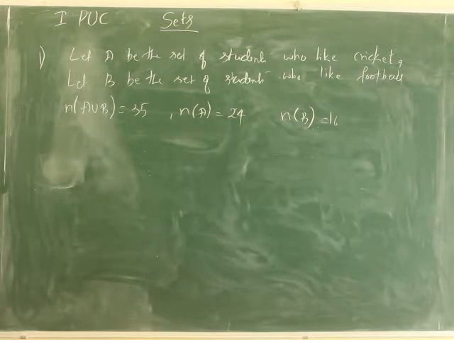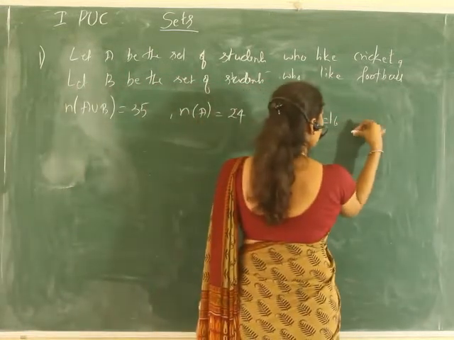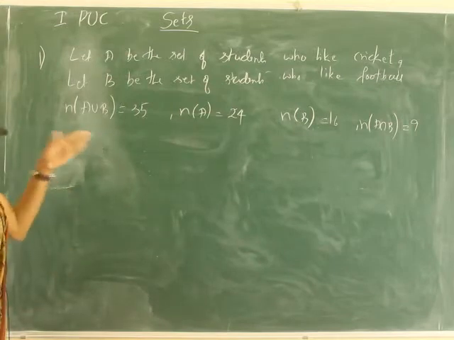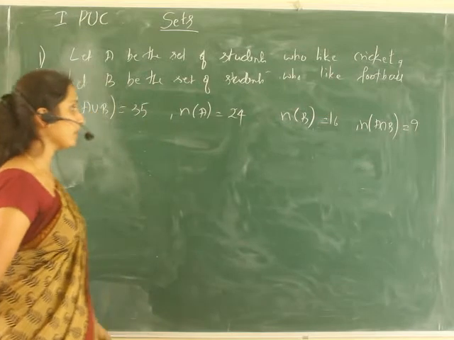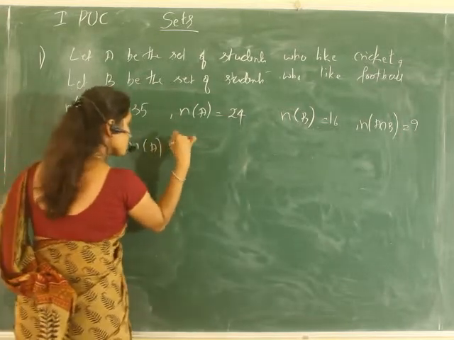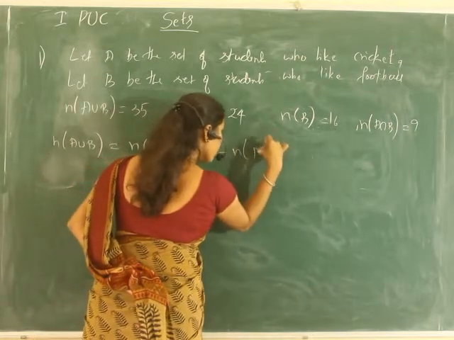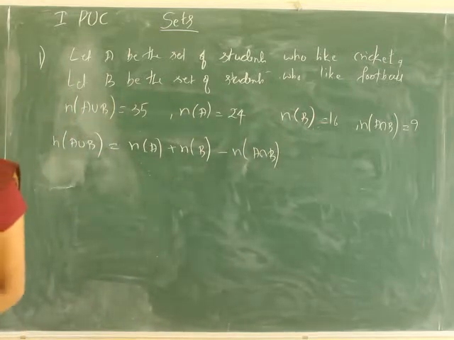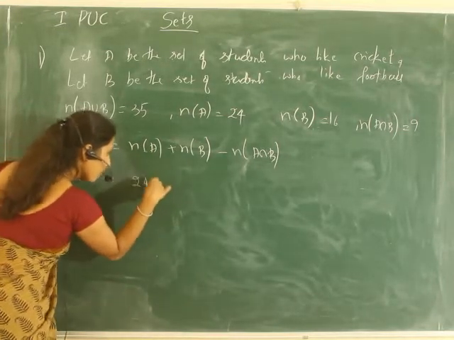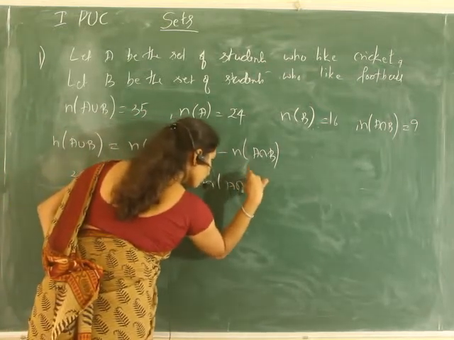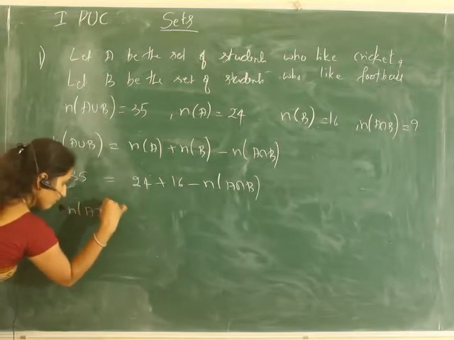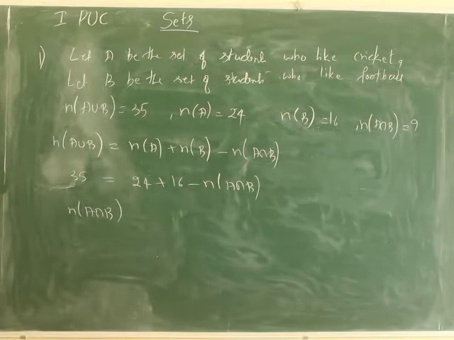What we have to calculate is how many students like to play both cricket and football, that is, the value of n of A intersection B. We know the union formula: n of A union B is equal to n of A plus n of B minus n of A intersection B. Therefore, 35 is 24 plus 16 minus n of A intersection B. Here 24 plus 16 is 40.